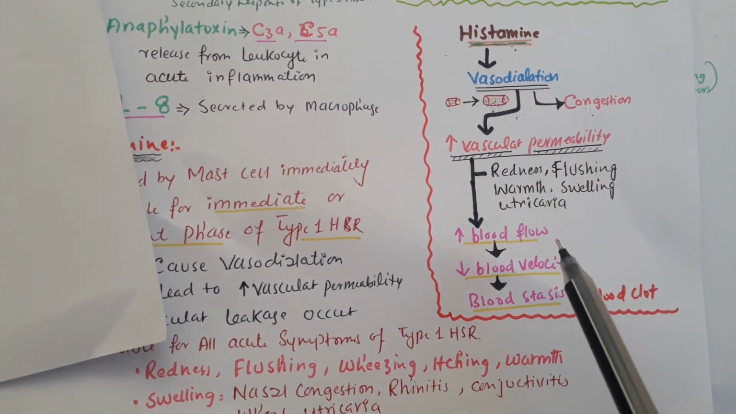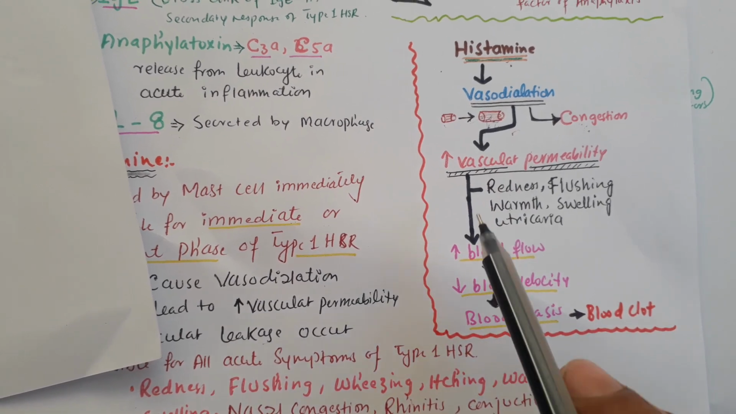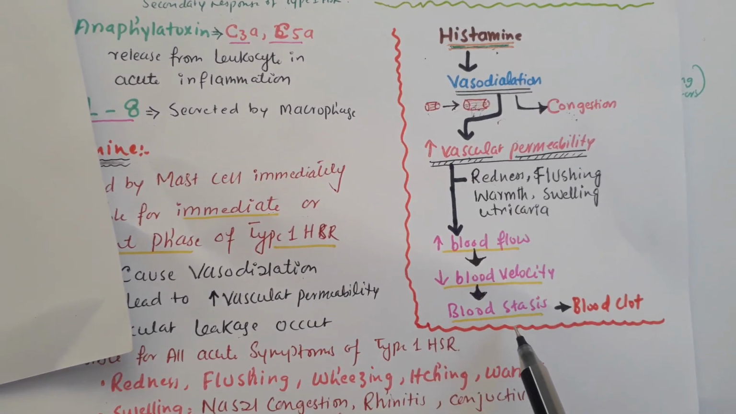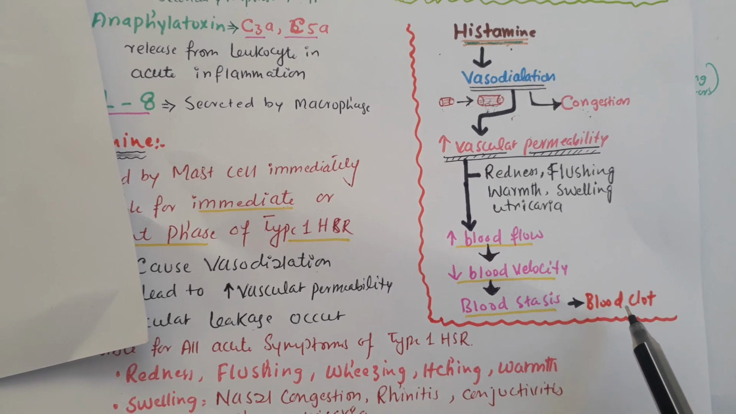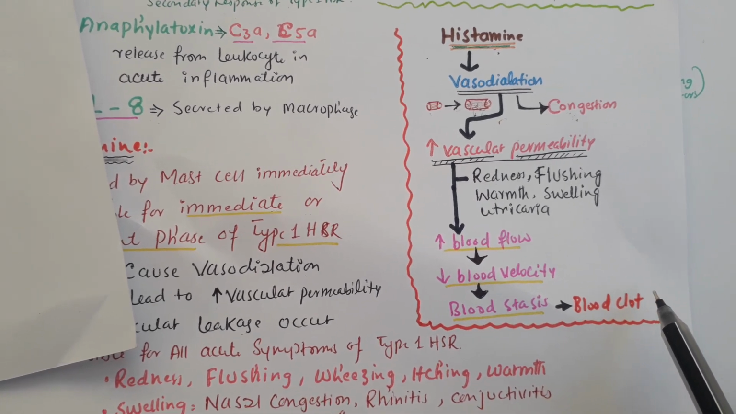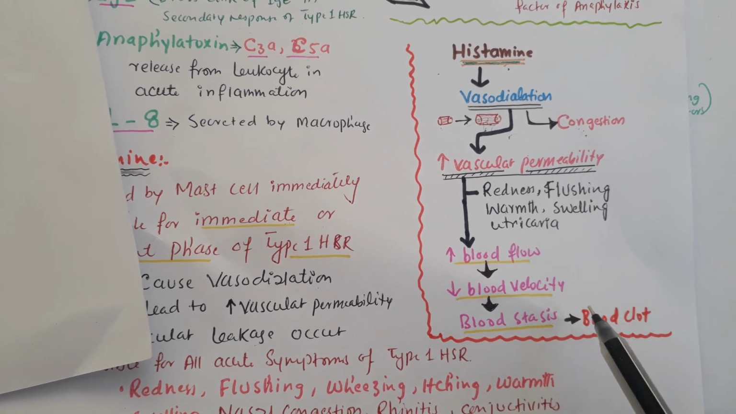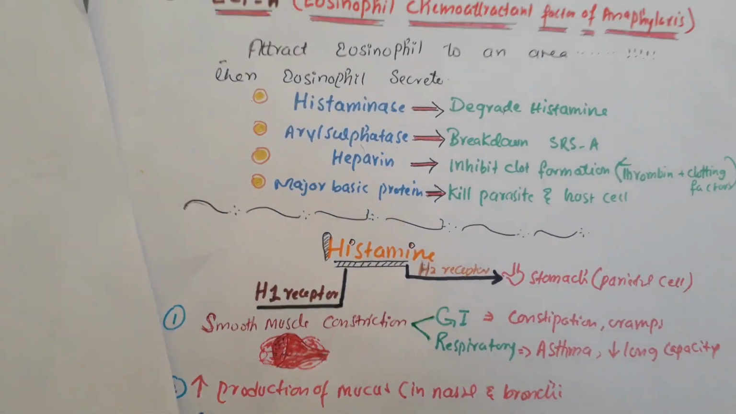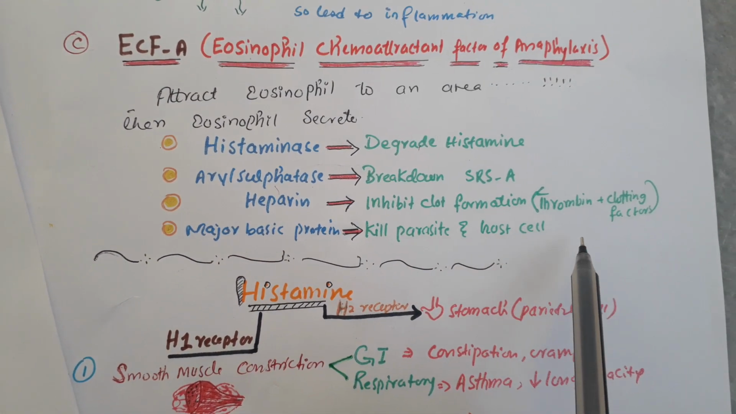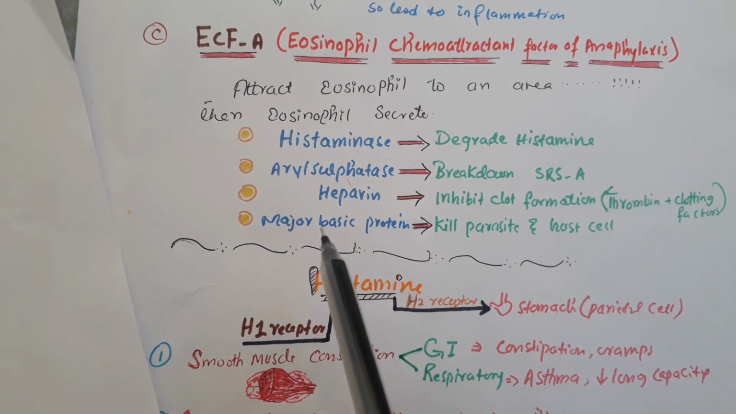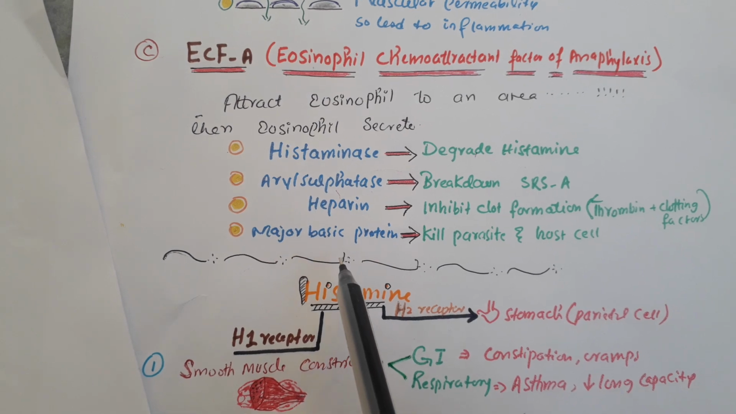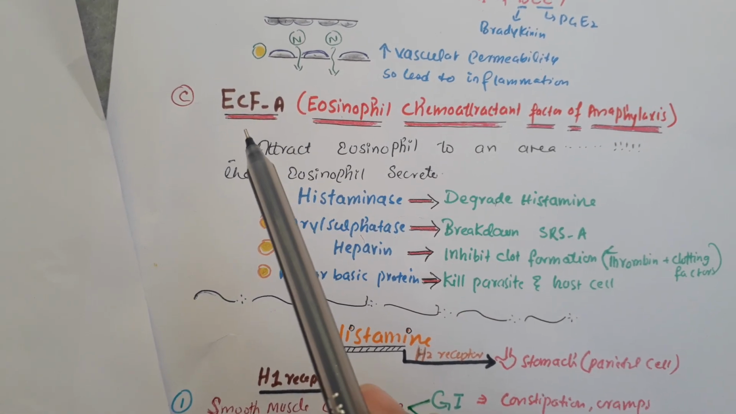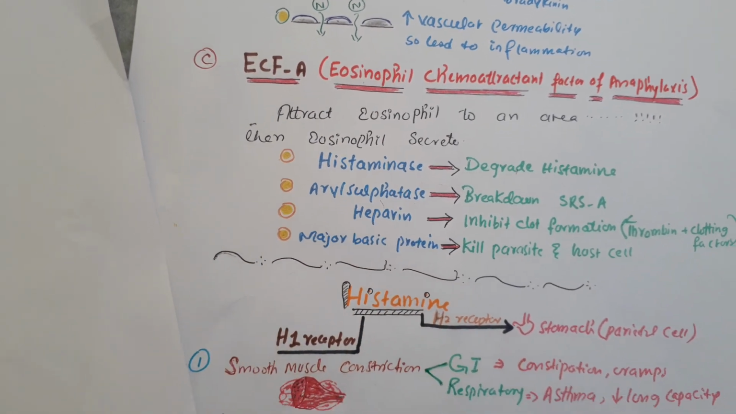if there is an increase in blood flow, then after vasodilation the blood velocity will decrease. There will be blood stasis, which can form a blood clot and thrombus. But we have to inhibit this thrombus formation because of histamine. So the eosinophil will secrete heparin, which inhibits clot formation, thrombus, and clotting factors. The eosinophil will also secrete major basic protein, which kills parasites and host cells. I will explain this when I am talking about the eosinophil, okay?